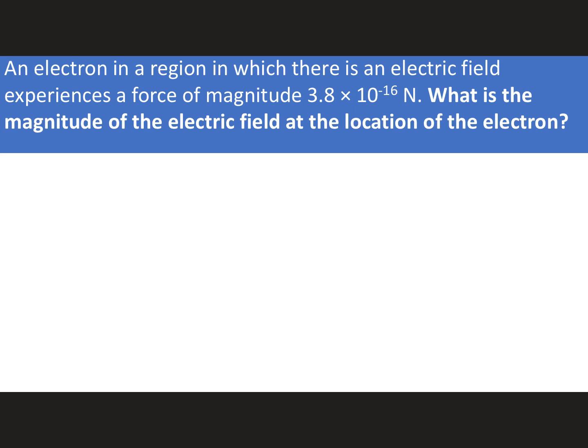So in this situation, an electron in a region where there's an electric field experiences a relatively small force magnitude, 10 to the minus 16. That's what, 1/10,000th of a trillionth. So it's an incredibly small amount of force, but an electron is also incredibly small. So the equation that we're going to use is force equals QE.